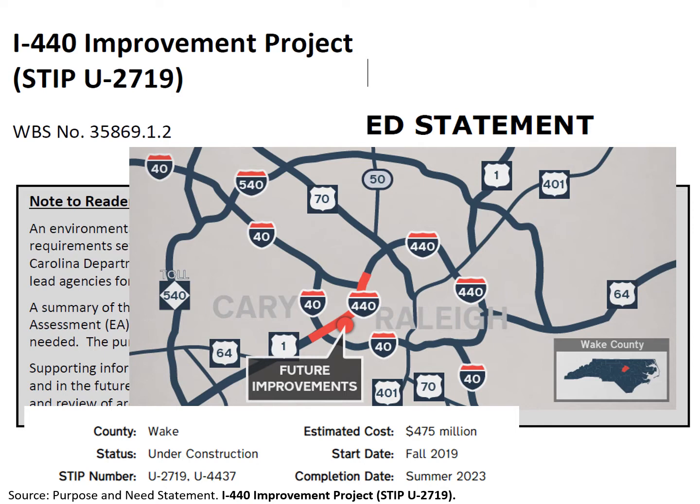And so this is the segment that's being improved. It's in Wake County. It has a state transportation improvement project number. The estimated cost is approximately $500 million, $475 million, with a start of fall 2019 and an expected completion date of the summer of 2023.